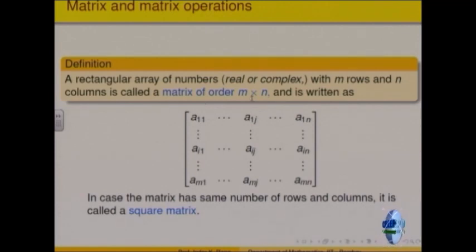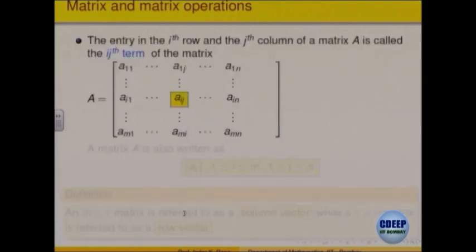So, this is called a matrix of order m cross n. When m is equal to n, we call this a square matrix, the number of rows is equal to the number of columns. If you are in the ith row and jth column, that position is called the ijth term of the matrix or the ijth entry of the matrix. So, we will start using this term. We have a matrix with m rows and n columns, whose ijth entry is so and so. We will start using that language.